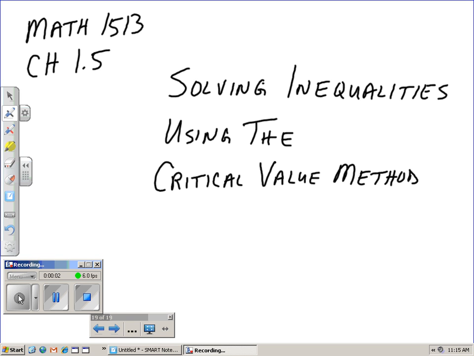All right, this is College Algebra, Northern Oklahoma College, Math 1513. I'm doing Chapter 1, Section 5, and we're going to be solving inequalities using the critical value method.